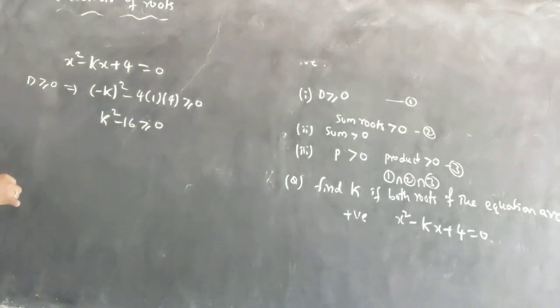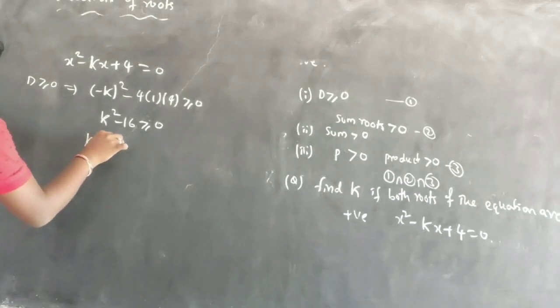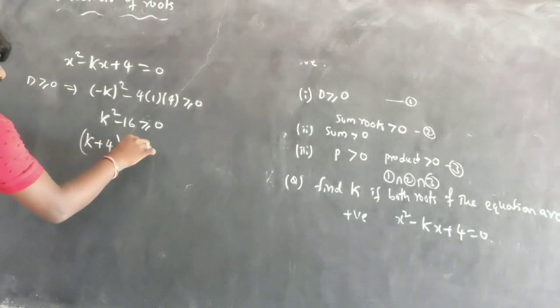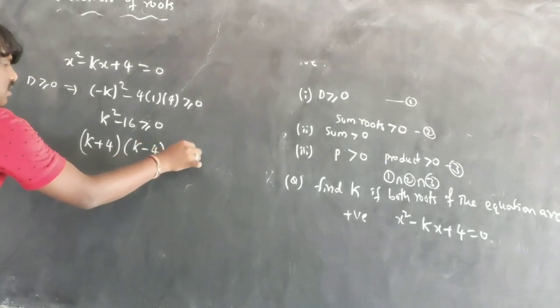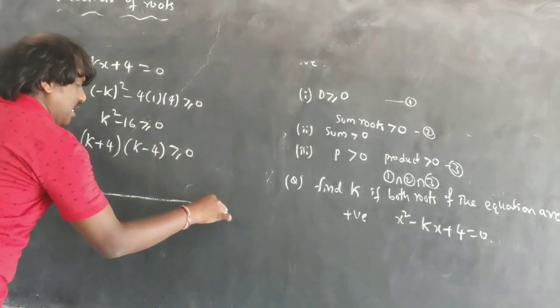This can be factored using a square minus b square, where 16 can be written as 4 square. So k plus 4 into k minus 4 are the factors of this, and that must be greater than or equal to 0. You can draw a number line.